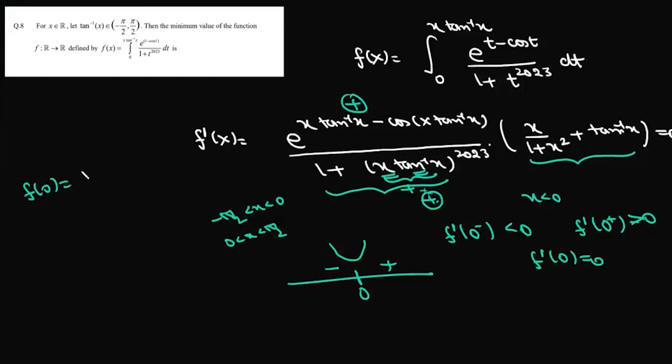So f0 will be this limit from 0 to 0 tan inverse 0 is 0, e to the power t minus cos t upon 1 plus t to the power 2023 dt. Now integral from 0 to 0 is 0. So minimum value of this function will be simply 0, and that is the answer to this question.